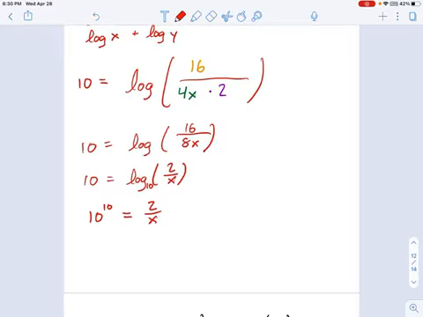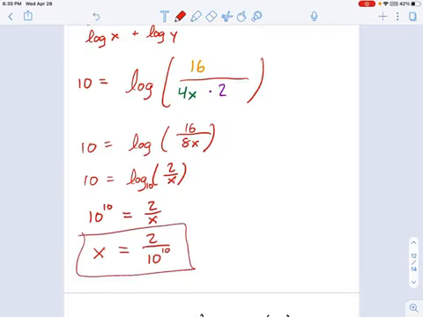Now you can just rewrite this using basic rules of algebra. Multiply each side by x, divide each side by 10 to the 10th power. So here's your answer. It's going to be a pretty small number, but that's the solution.